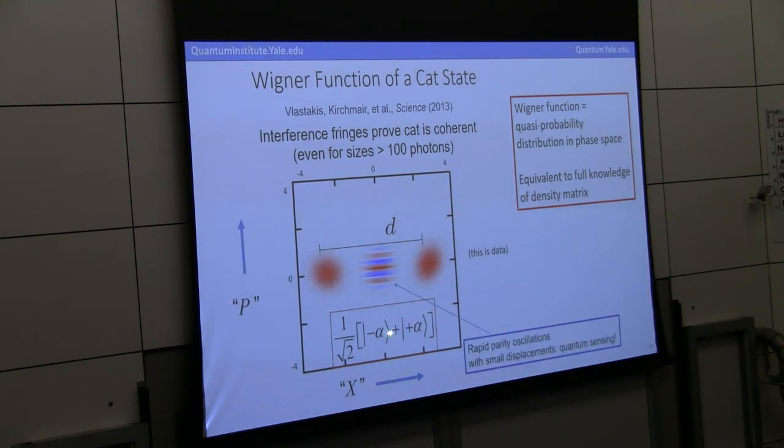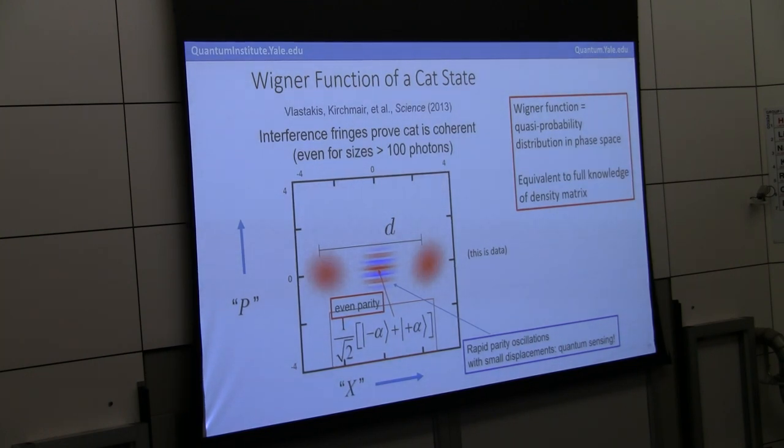These rapid parity oscillations in the middle are sort of the fringes of the whiskers of the cat, and they tell you that this is not a mixture of alpha and minus alpha, but a coherent superposition. And the fact that the center fringe is red, the same color as these guys, means that's a plus sign, not a minus sign. If I had a mixture of plus and minus signs, then the fringes would wash out and I would see just nothing there.